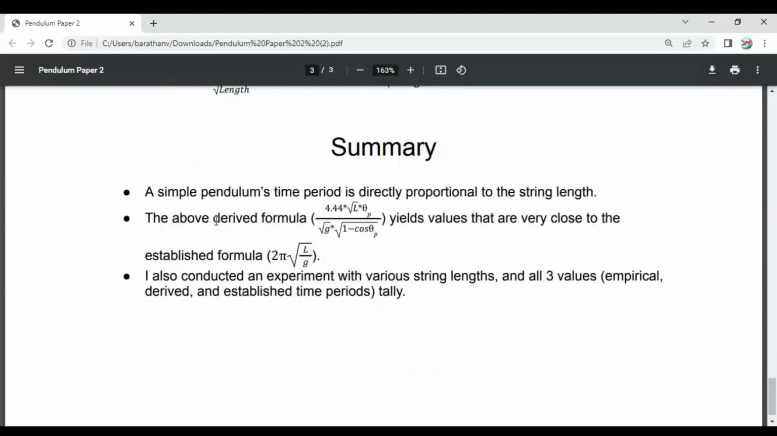So to summarize, a simple pendulum's time period is directly proportional to the string length, and our derived formula yields values that are very close to the established formula of 2 pi root of L by g. I also conducted an experiment with various string lengths, and all three values, empirical, derived, and established time periods, tally up.